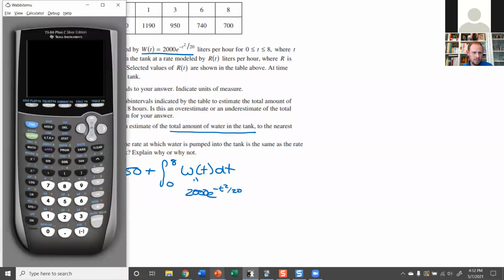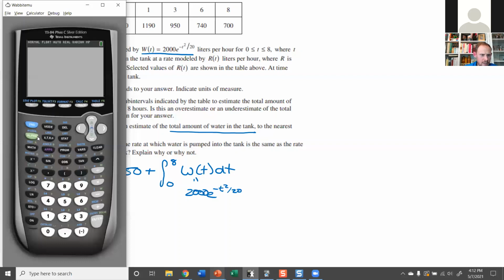All right, so where is our trusty friend here? There he is. So let's see, math 9 is integral. We're going from 0 to 8, and our function is 2000 e raised to the negative variable squared over 20, and d, whatever our variable was, we used x here. So that's 7,836.